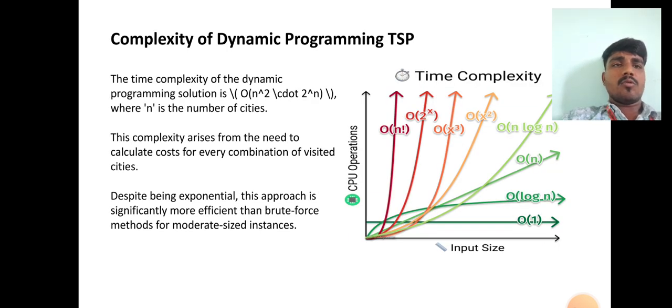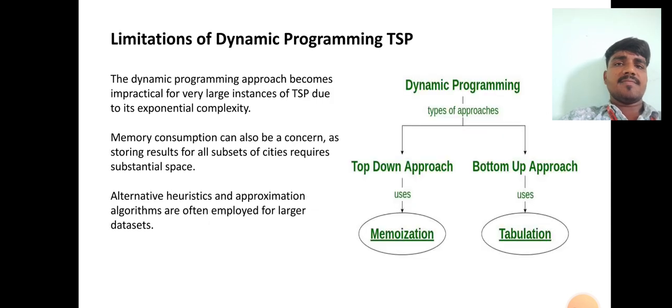Complexity of dynamic programming TSP. The time complexity of the dynamic programming solution is exponential, where n is the number of cities. This complexity arises from the need to calculate the cost of every combination of visited cities. Despite being exponential, this approach is significantly more efficient than the brute force method for moderate sized instances.